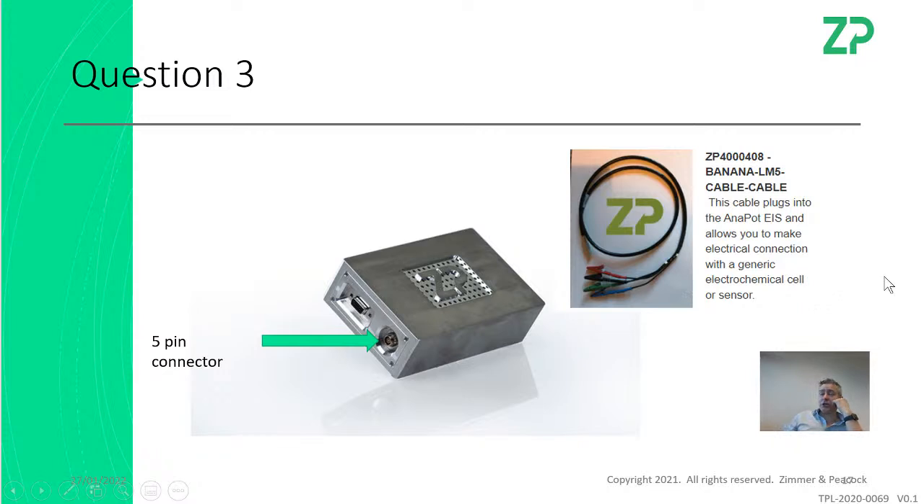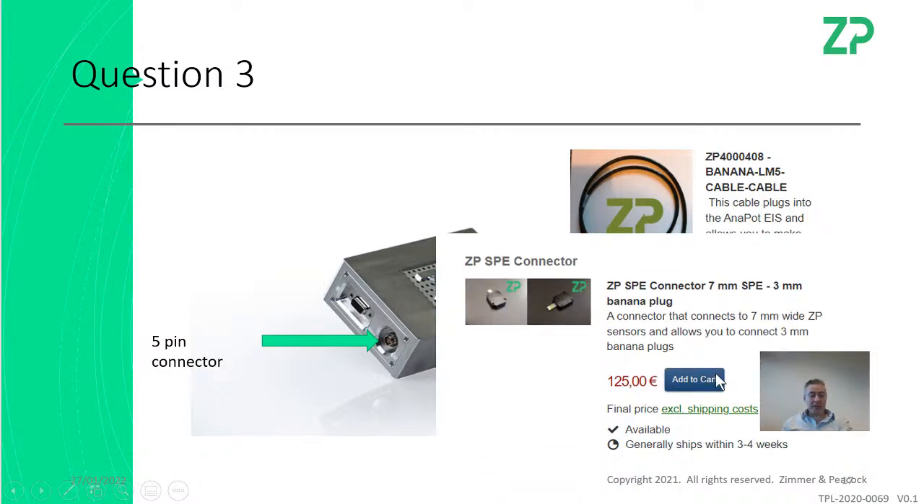This inquirer, I actually know they have this cable because I delivered it. So I think they have an Anapot cable. It should have 5 prongs in here. Then you've got the right cable. What they need is a 7mm connector so that they can make good electrical connection with those sensors.